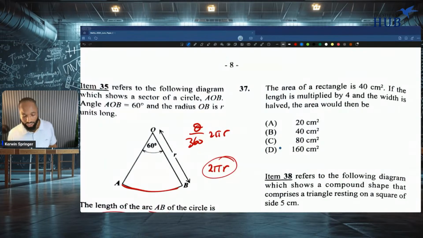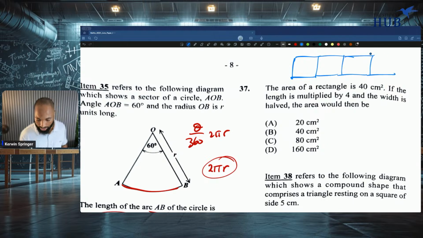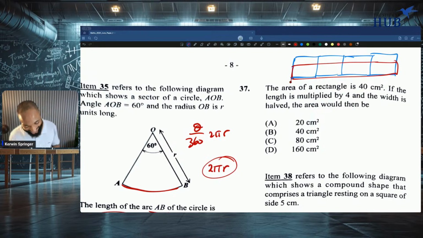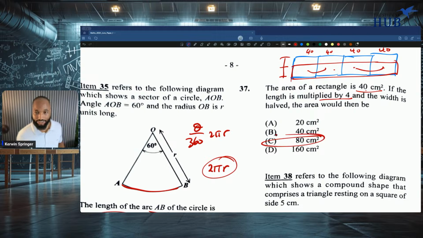Come to the front of the class. The area of a rectangle is 40. Length is multiplied by 4. This is the most repeated question in the world, not even in CSEC, in the world. Anyhow, the area is 40. If I multiply the length by 4, it multiplies up the area. And the width is halved. So if the width is halved, it divides back the area again. So I end up with 2 whole rectangles. Half, half, half, half. So 2 times 40 is 80. The answer is C.